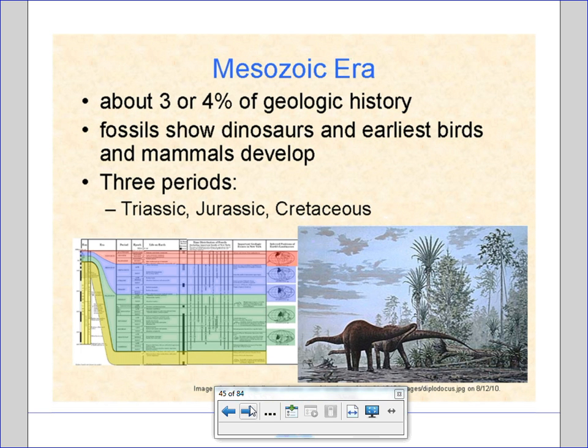The Mesozoic, meaning the middle, that's the blue one. It's only about 3 or 4% of geologic history. If you take that blue and squeeze it all the way over onto the left of the reference tables, it takes a small chunk. That is also known as the age of the reptiles, age of the dinosaurs, the Triassic, Jurassic, and Cretaceous periods. We also see the first birds and mammal fossils in the Mesozoic.